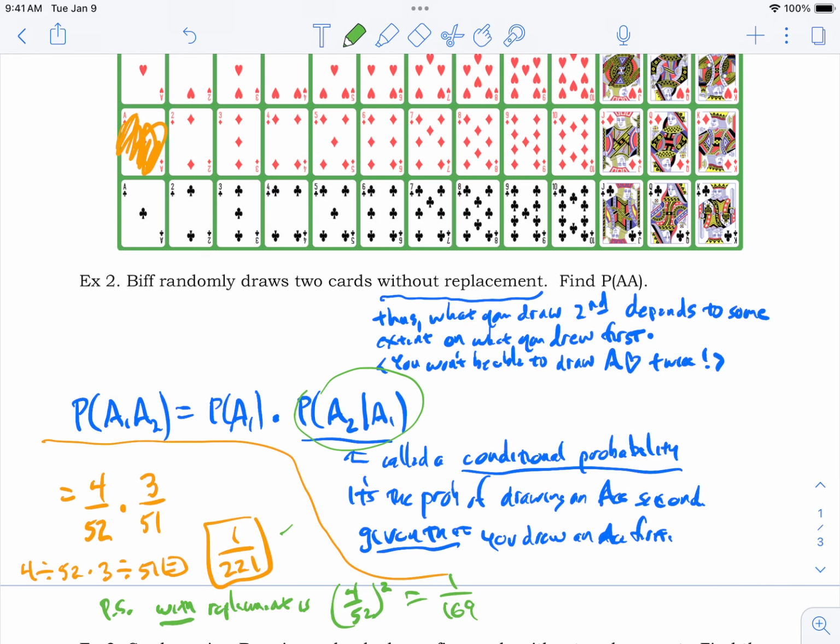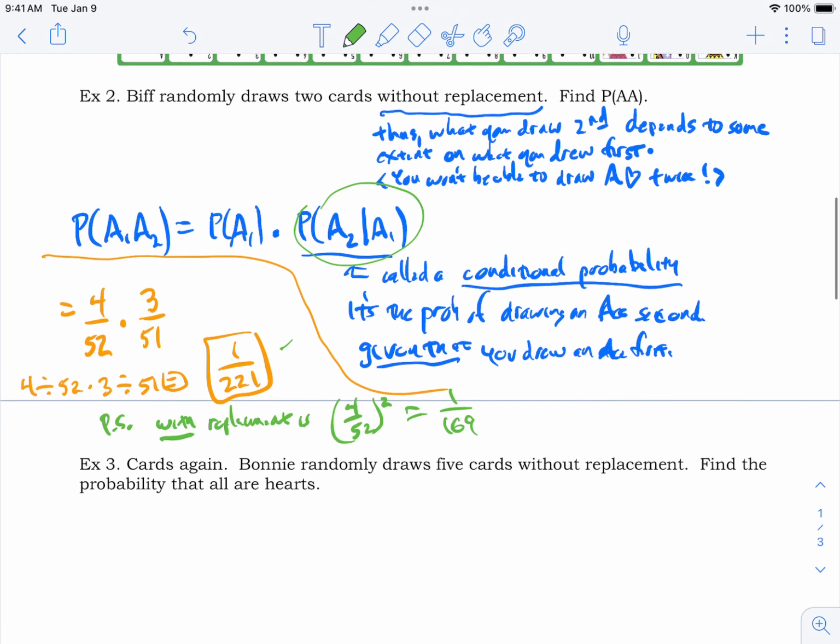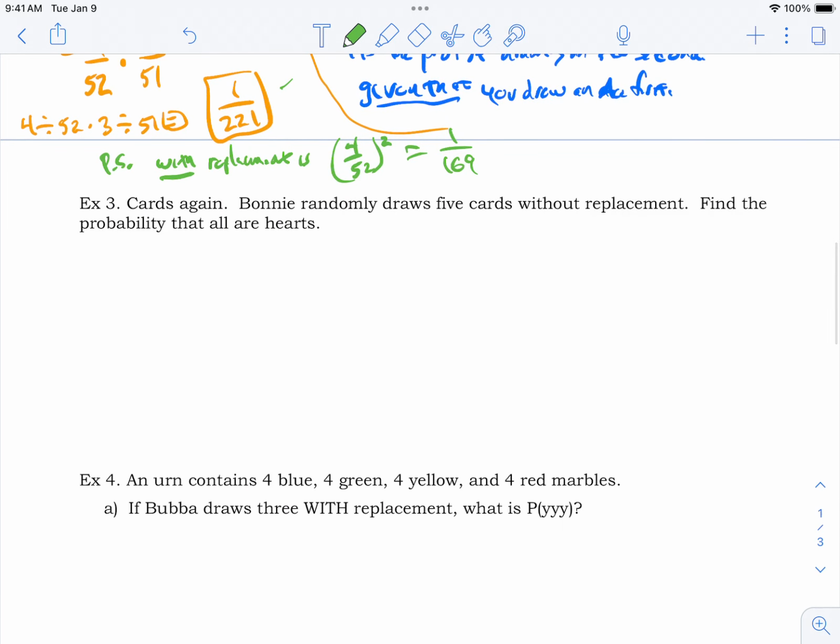Cool. Let's see. Oh, here's another example. More cards. Let's do some more cards. Bonnie randomly draws 5 cards without replacement. You might as well say somebody dealt her 5 cards, right? Randomly shuffled and all that, dealt her 5 cards. Find the probability that all are hearts.